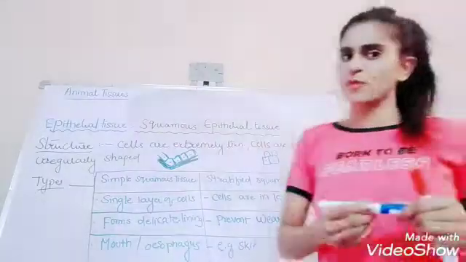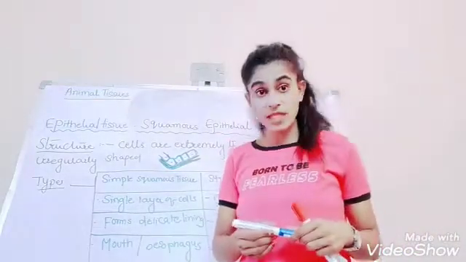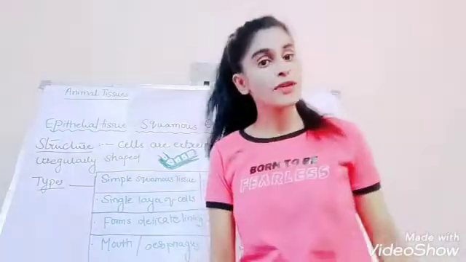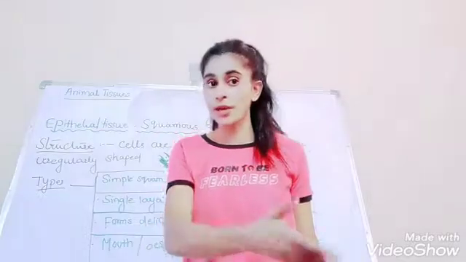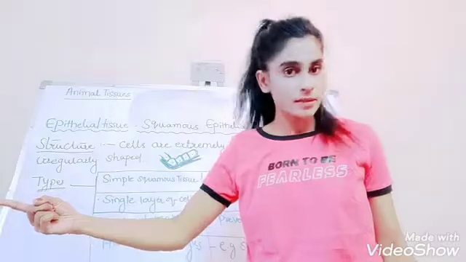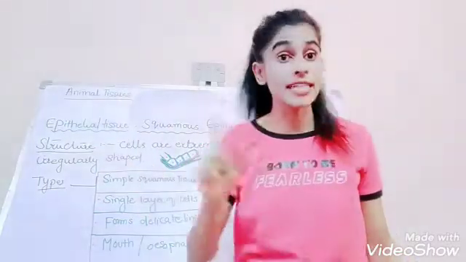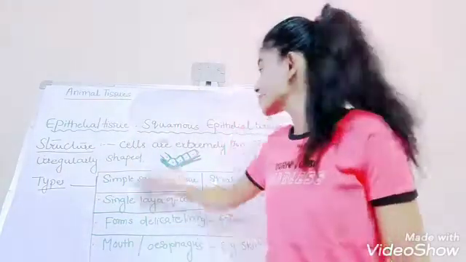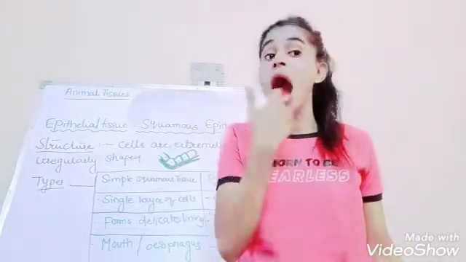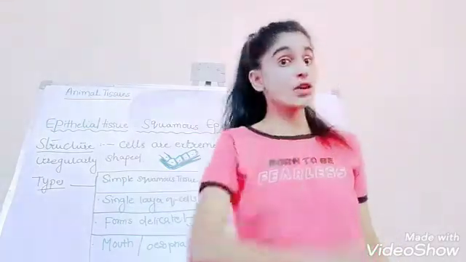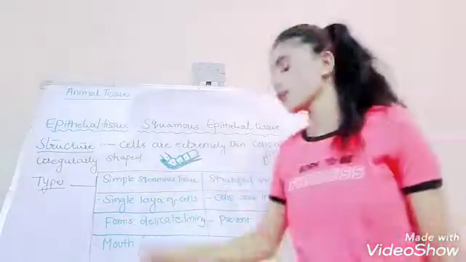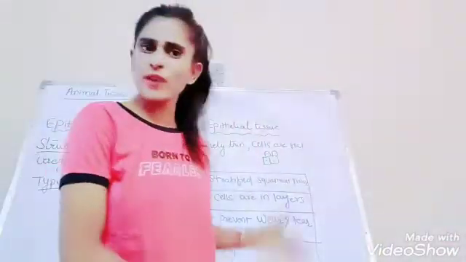It forms a very delicate lining. Simple squamous tissue forms a very delicate lining in the mouth and esophagus. What is inner lining? When there is a coating from inside, that is called inner lining. This simple squamous tissue forms the inner lining in the mouth and esophagus. What is the esophagus? The food pipe, where the food passes. So it's very simple to understand.